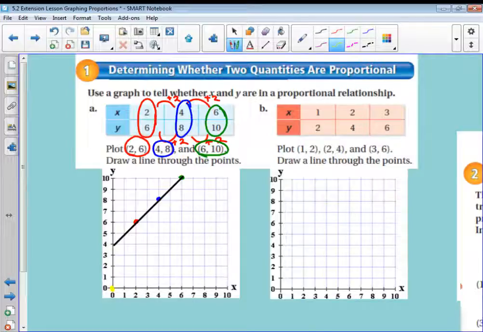No. So when it says use the graph to tell whether x and y are in a proportional relationship, the answer to this one would be no. And the reason that we eliminated that, it does not cross through the origin.